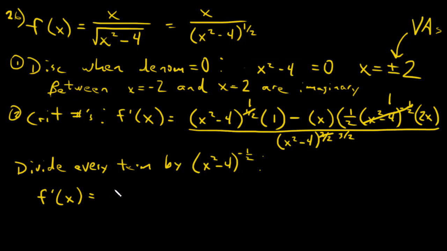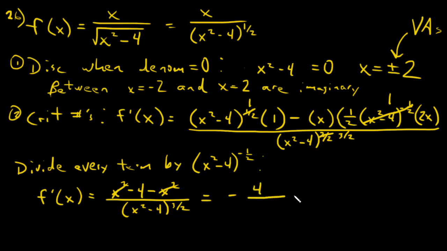So I'm going to wind up with x squared minus 4, and then 2x times 1/2 is x, times x is x squared, so minus x squared, and all of that is going to be over (x squared minus 4) to the 3/2 power. Okay, so x squares are going to cancel. I'm going to be left with negative 4 over (x squared minus 4) to the 3/2 power. That is going to be my f prime of x.